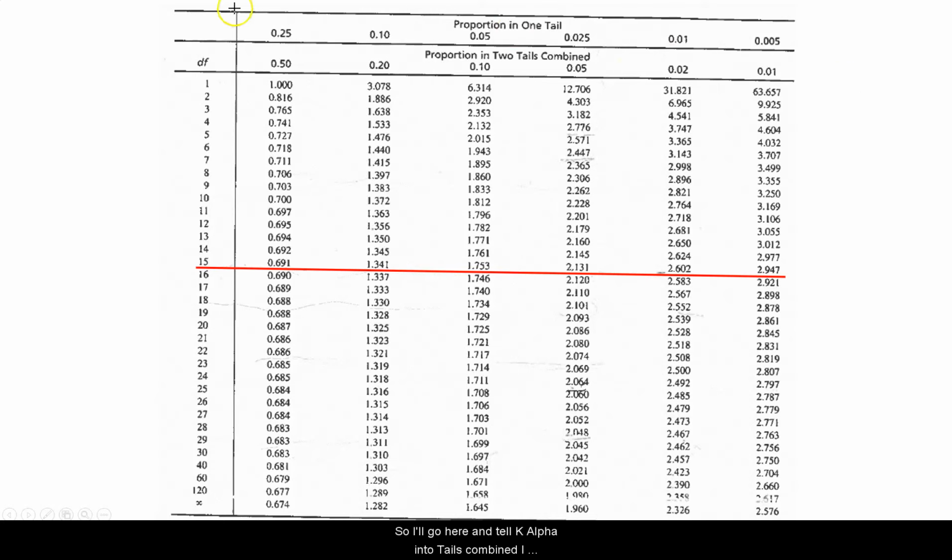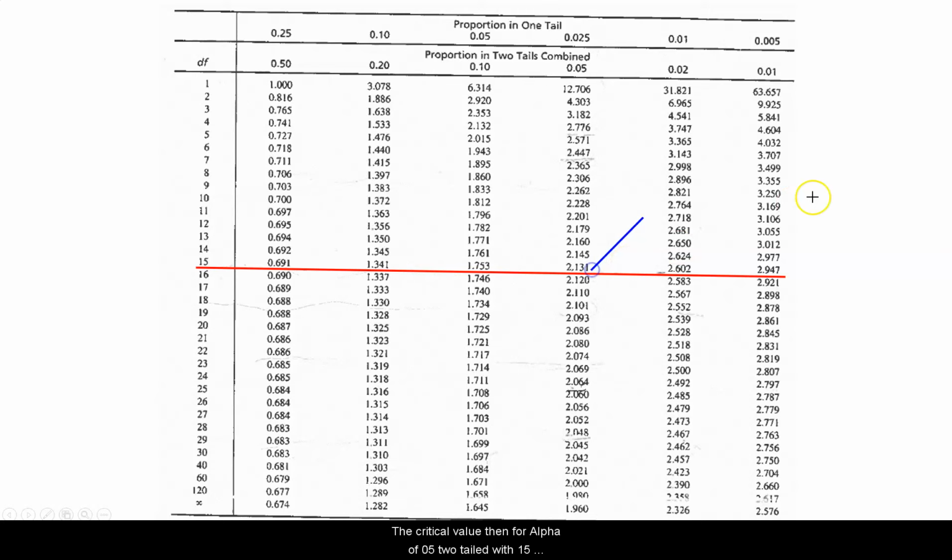So I'll go here and say, okay, alpha in two tails combined, alpha of .05. So it's going to be the fourth one over. I know it's two-tailed, and let me follow over until I get to .05. And then what I'll do is just try to point to that. So let me get another color. Will it let me? I think it will, yeah. And I just want to point to it.